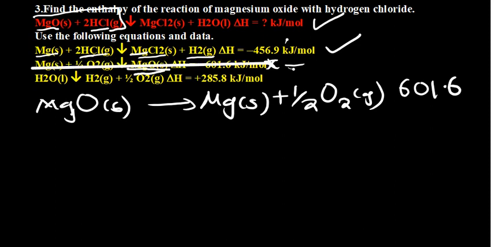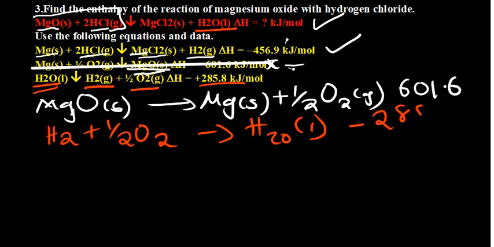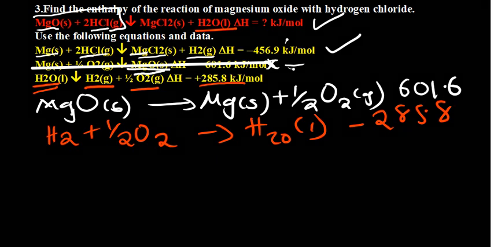Okay, how about the last one? We have water, we have hydrogen, and half oxygen. Anything that is part of the main equation? Yes, we do have water in the main equation. Is it a reactant or a product? It's a product. So even this one, we're supposed to reverse it so that it becomes a product. If we reverse it, we have H2 plus half oxygen as reactants. Then water becomes a product. The moment you reverse it, the sign is supposed to change, so it will become negative 285.8.